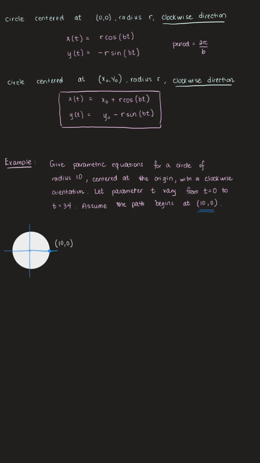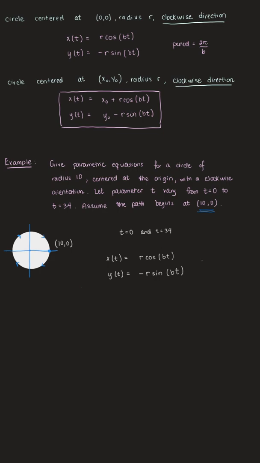But we want to travel the circle in a clockwise direction, so a clockwise orientation. And we're also told that we want to complete one cycle between t equals 0 and t equals 34. We should complete one path around the circle, one rotation around the circle. So let's start with our parametric equations. X of t, since we're centered at the origin, we'll just have r cosine of bt. And y of t, centered at the origin in the clockwise direction, will be negative r sine of bt.